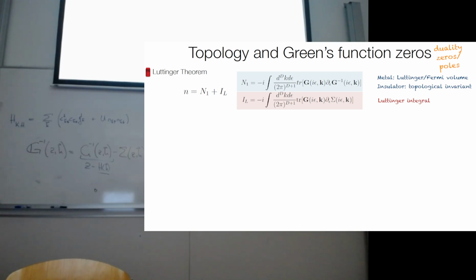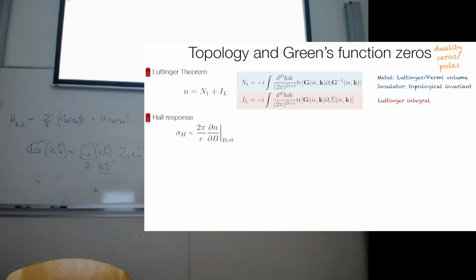In an insulator, this thing is topologically invariant, related to the mapping from energy-momentum space to the manifold where the Green's function lives, which is the general linear group. And this topological invariant in an insulator measures the number of filled bands. It's a very simple invariant. It just measures how many bands you fill, and therefore it's an integer. Okay, so that's Luttinger's theorem.